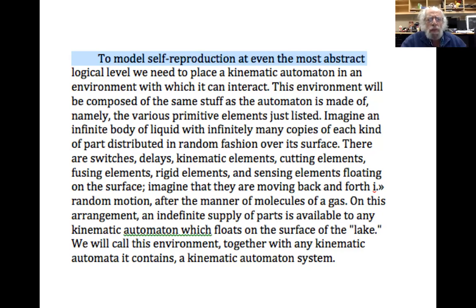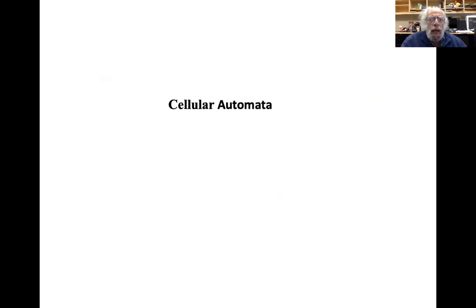On this arrangement, an indefinite supply of parts is available to any kinematic automaton which floats on the surface of the lake. We call this environment, together with any kinematic automaton it contains, a kinematic system. Now I just want to introduce you to cellular automata.